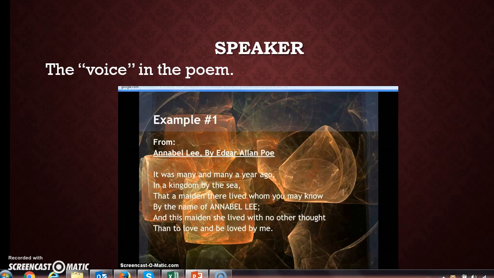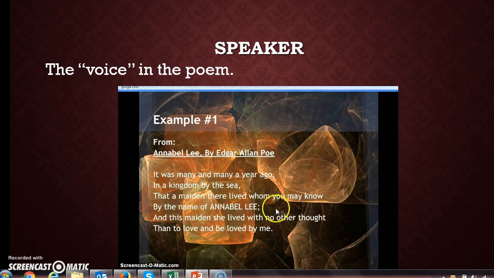Another word that we're going to be using frequently in this unit is speaker. Speaker is the voice in a poem. It's not the author necessarily, but it's the persona that the author is writing as. So it's very similar to a narrator in a short story or novel.